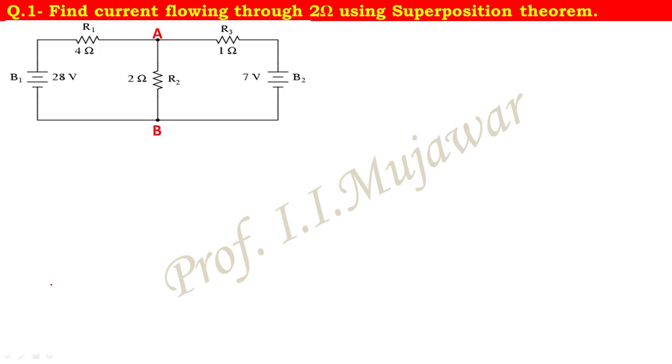So the very first step is just to mark the terminals through which we need the current. Here we need to calculate current through 2 ohm resistance. So let us mark the terminals A and B.